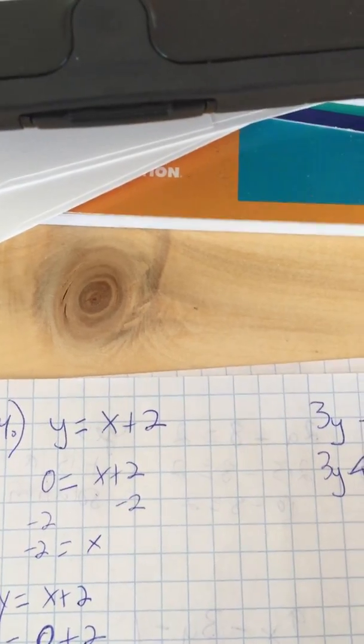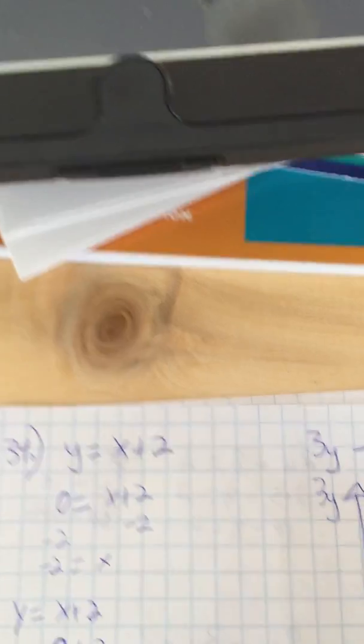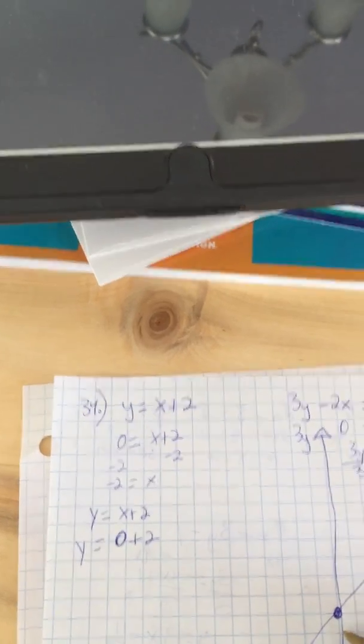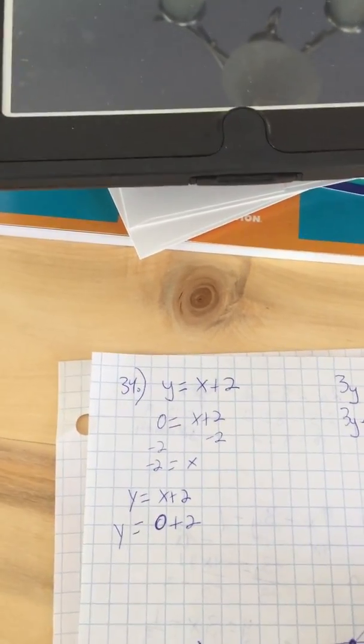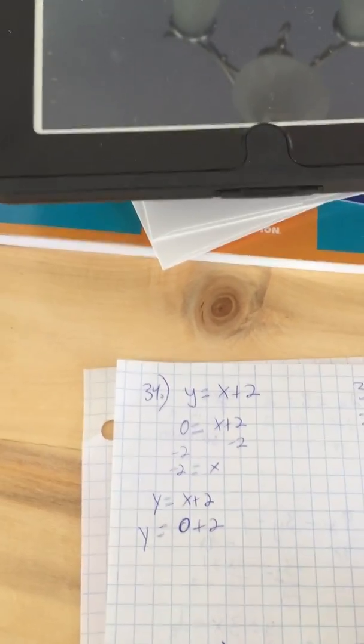And I'm going to divide by 3. And y is going to equal 4/3. And 4/3 is really going to be 1 1/3, which is probably going to be like this. So when x is 0, y is like right here.